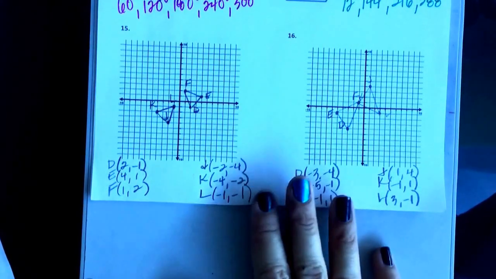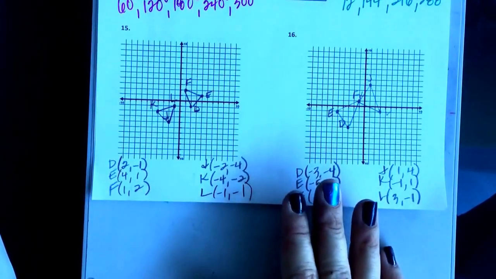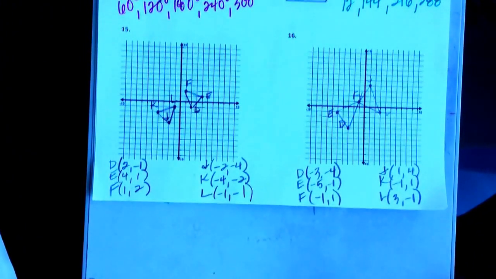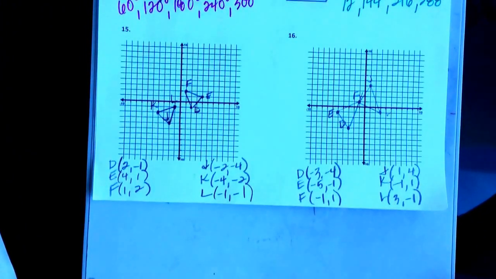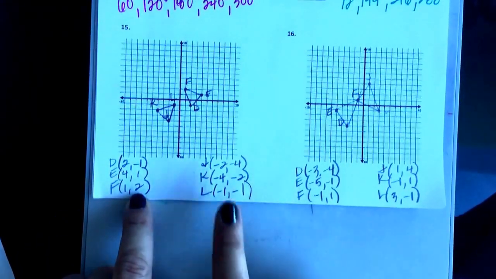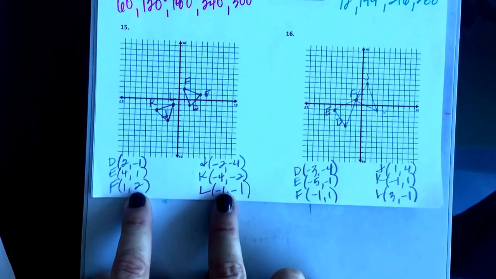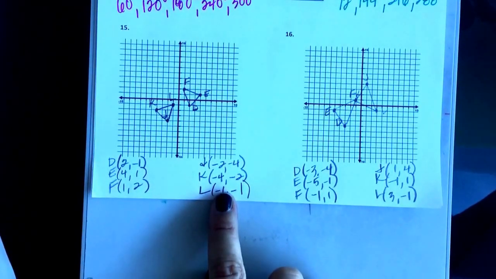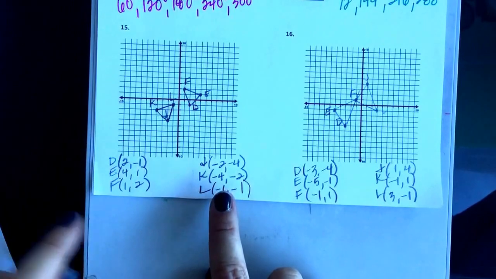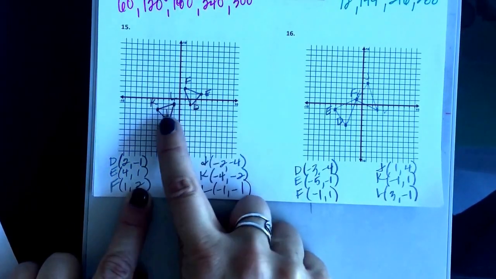All right, to finish up the Chapter 4 review questions, in 15 and 16, we're given two figures, and I've got those mapped already. We've got DEF, and then the question is how do we get DEF to JKL? In number 15, one of the first things I want to do with DEF is figure out how I get from this figure to this figure.